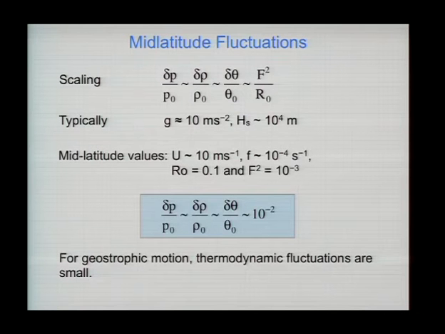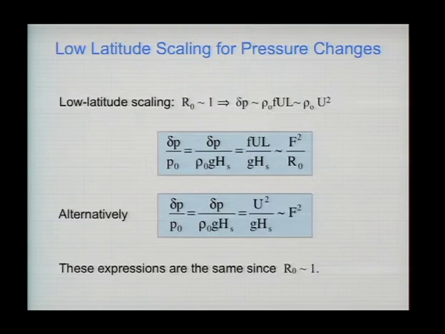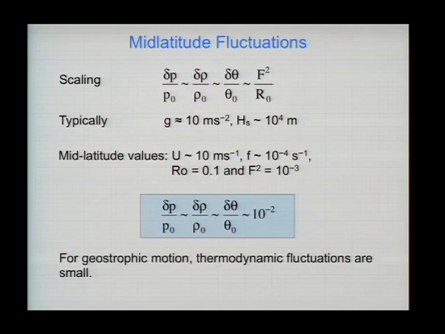So let's take g to be 10. That's good enough for us. It's a back of the envelope calculation. H_s, the scale height of the pressure, about 10 kilometres, about the depth of the troposphere. It's not exactly that, but it's good enough for us. U, maybe about 10. F, we're in the mid-latitudes, 10 to the minus 4 inverse seconds. That's a typical mid-latitude number. The Rossby number would be 0.1. And the Froude number, if I went back to the definition and popped some numbers in there, I'd get 10 to the minus 3 for the Froude number squared.